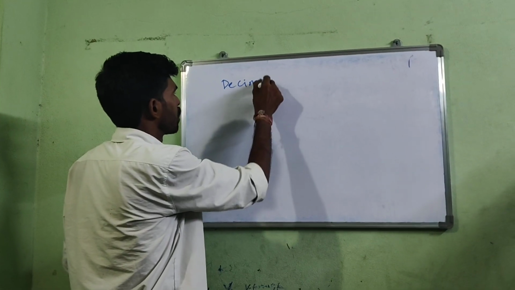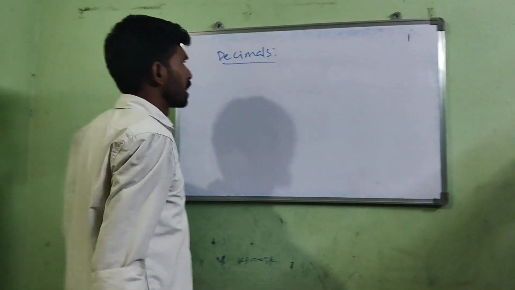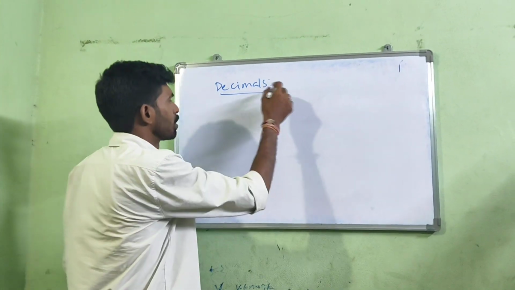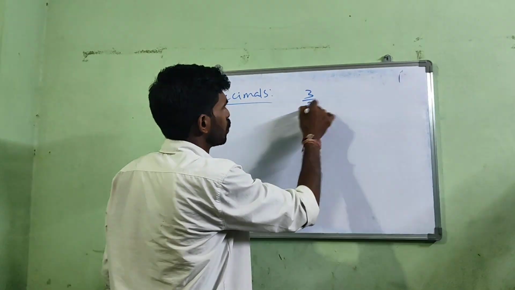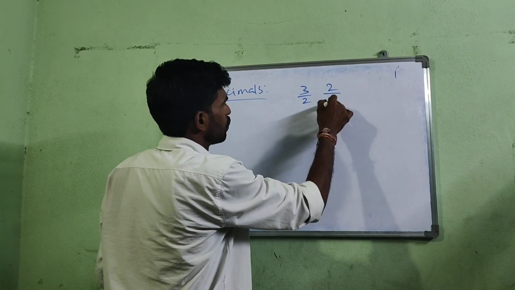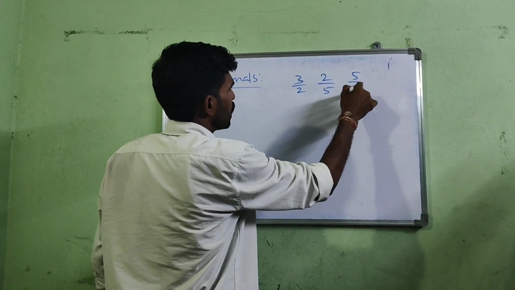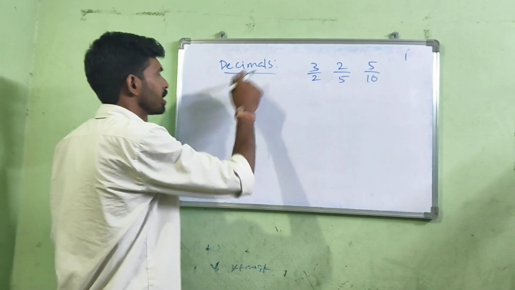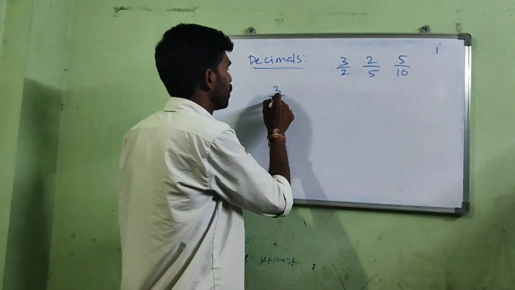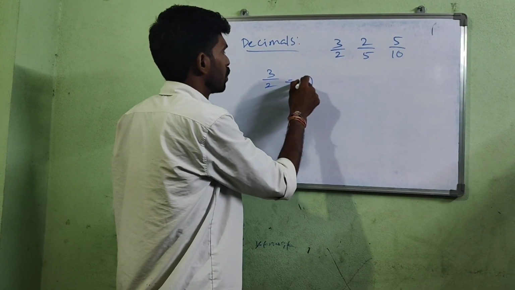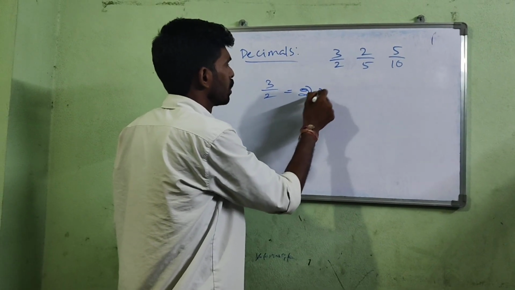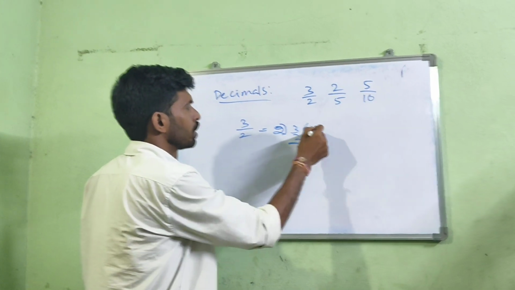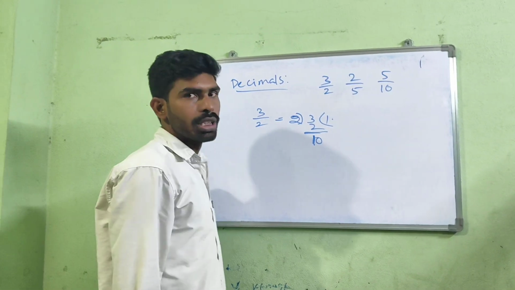What are decimals? These are all basics we need to know. Decimals. Now 3/2 means 2 with 3. 2 1s are 2, the remaining is 1. If we put a point here, we get 0 here.